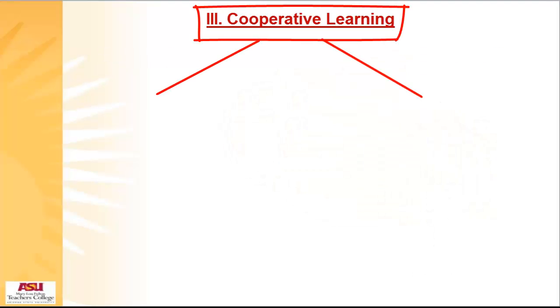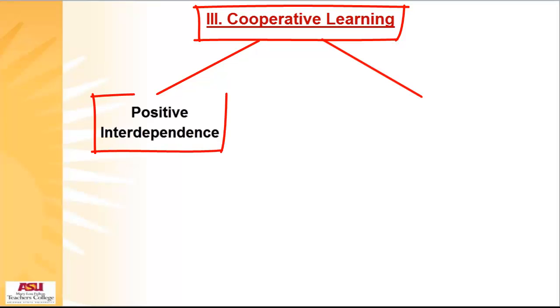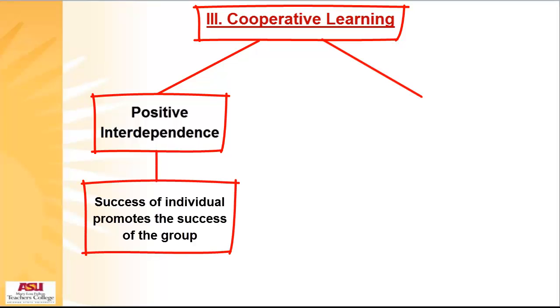There are two necessary components for cooperative learning. The first is positive interdependence. This is designing group roles and tasks in such a way that the success of an individual promotes the success of the group. It also means that each student should be responsible for an equal share of the workload.